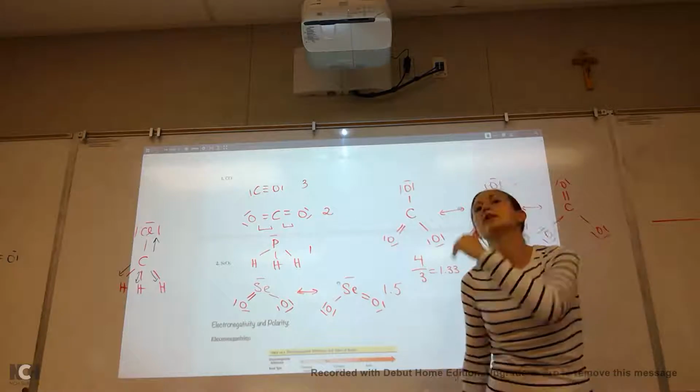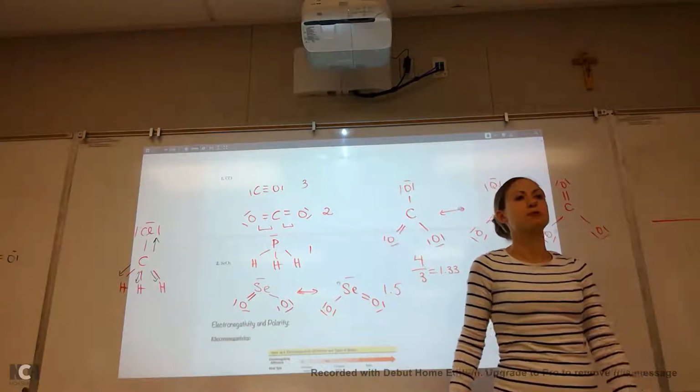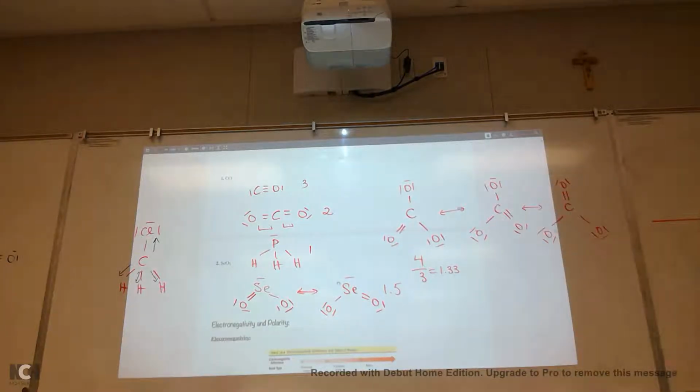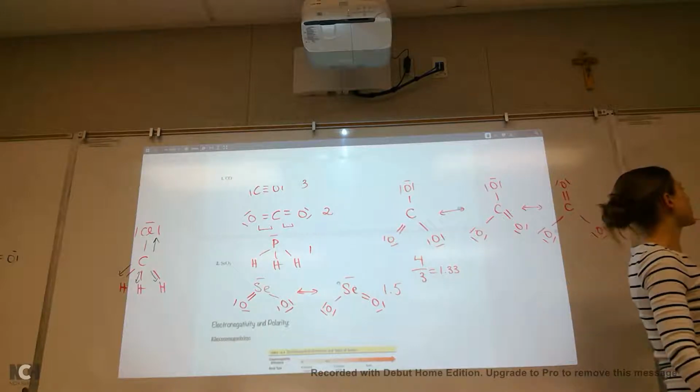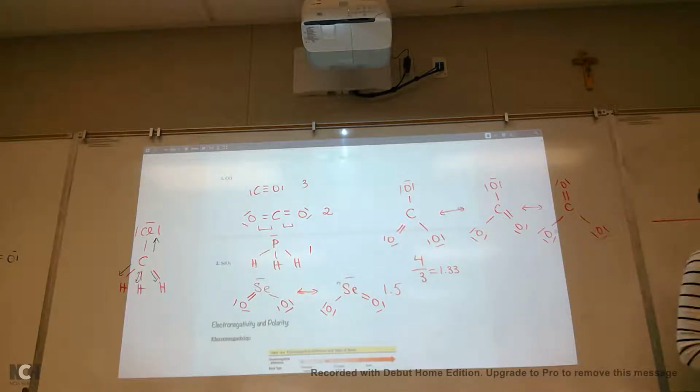Which do you think is the strongest? A single bond, a double bond, or a triple bond? Triple bond is the strongest. Not only is a triple bond the strongest, it is also the shortest. It's the shortest because it's not sharing 2 electrons, it's not sharing 4, it's sharing 6.